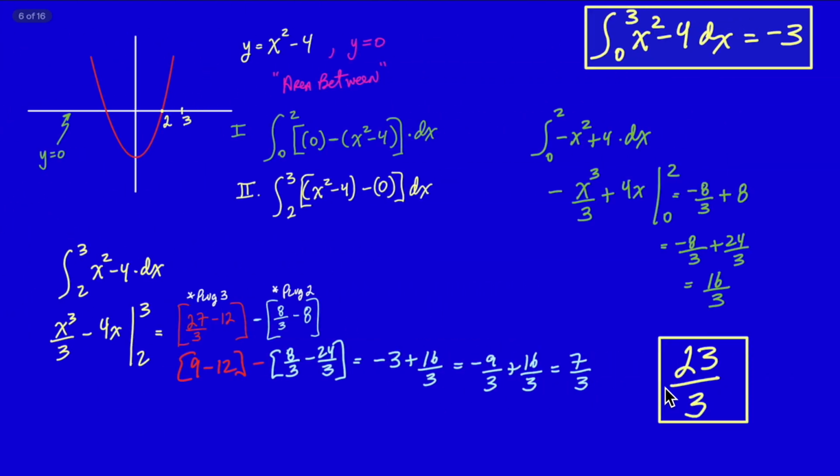And when you do the definite integrals of both of these sections, you find that from 0 to 2, you get 16 over 3, a positive value. That's because of the way this is structured. And when you do part 2, from 2 to 3, you get 7 over 3 for a total area of 23 over 3. And up here in the corner was our result from the definite integral. So it's important to understand when you're taking area between curves, you're always going to get a positive answer.